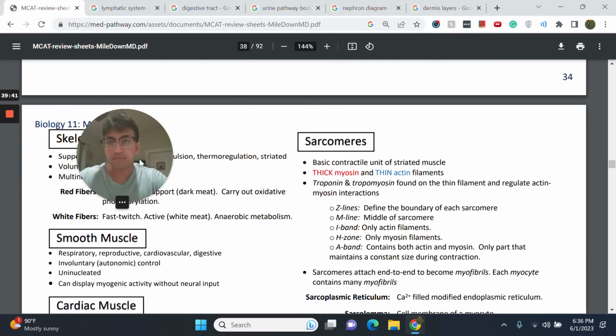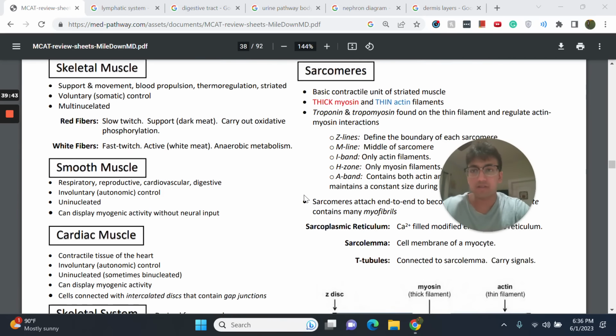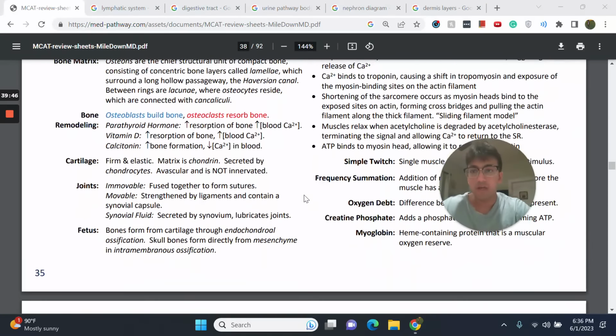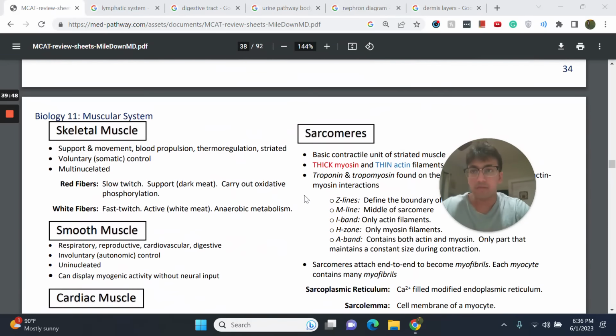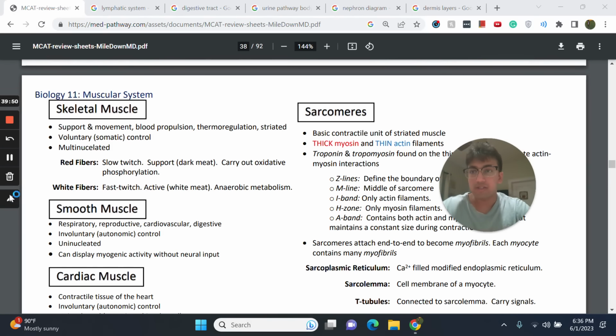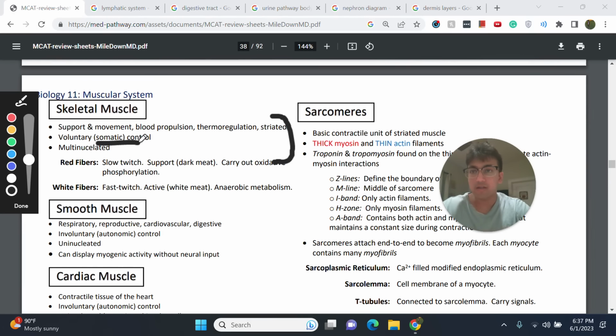Okay. So now we're on to the muscular system. This shows up a little bit more often than the skin. And first, we have to talk about skeletal muscle. Skeletal muscle is important for all these different things. It's under somatic control, so you can control it. It's voluntary. It's multinucleated. There's support and movement, blood propulsion, thermoregulation, striated, right? It's important to know that this is striated.